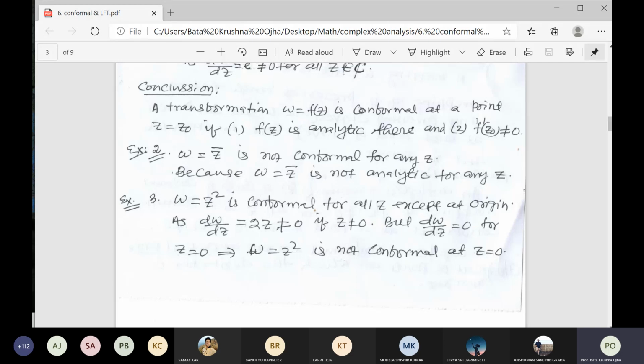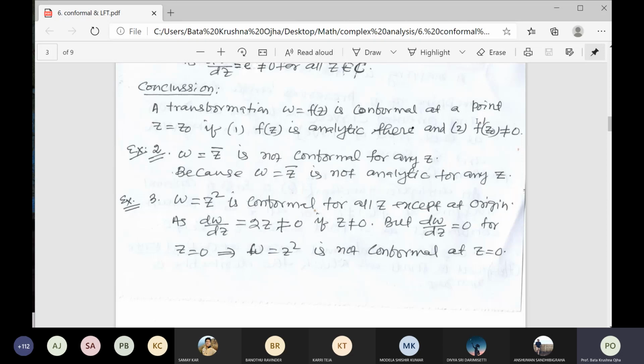Now the third example, w is equal to z square. This mapping is conformal for all z, that is, every polynomial function is conformal, right? It is conformal for all z besides z is equal to 0. Why is it not conformal at z is equal to 0? Because if you find the derivative dw, it is analytic everywhere.